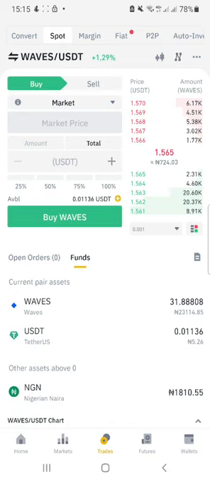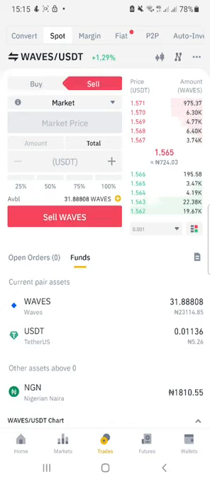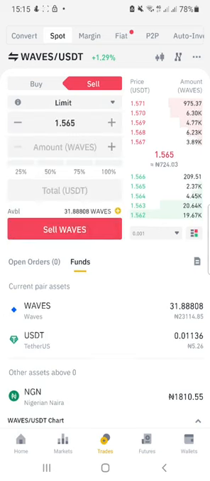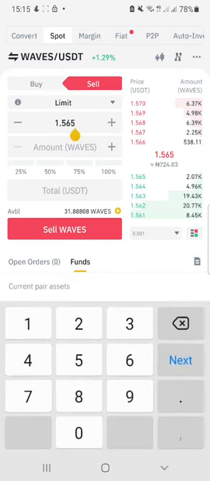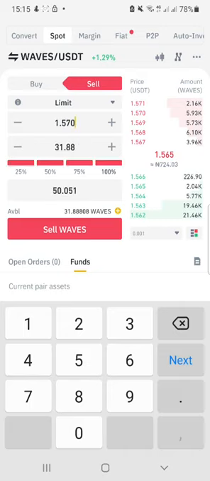Now for us to sell, we click on sell here. We want to sell it with a limit order. So for us to sell with limit order, the current market price is 1.565, right? So let's say that we want to sell it at 1.570. All right, now once we have set the price we want to sell at, we click on 100%.